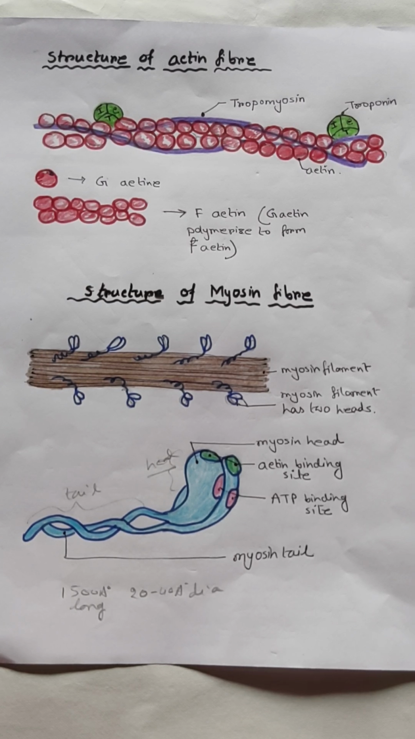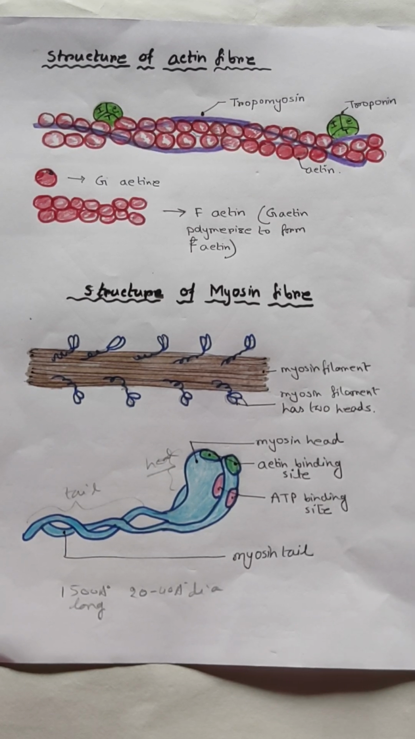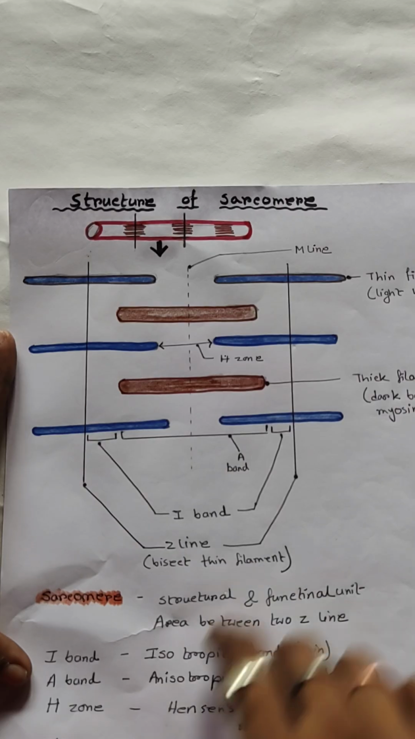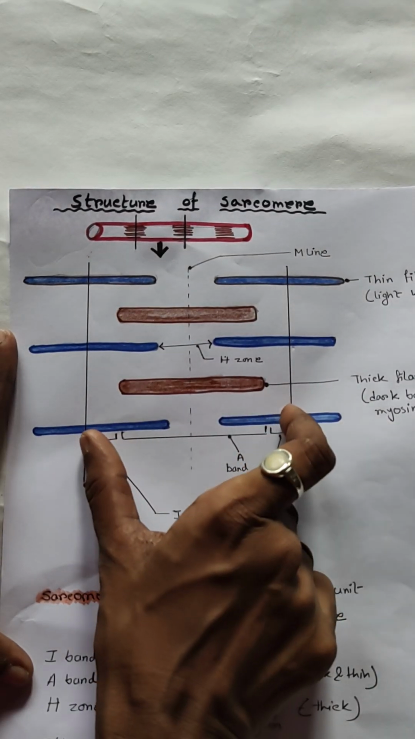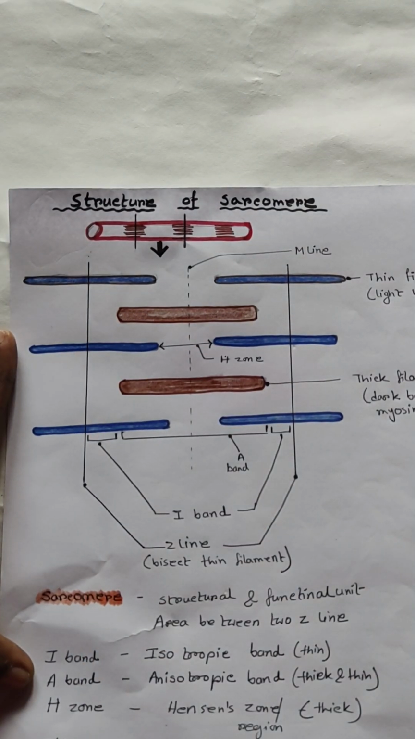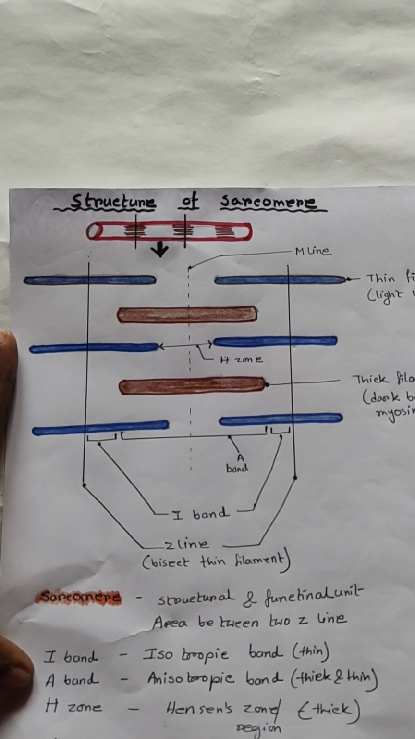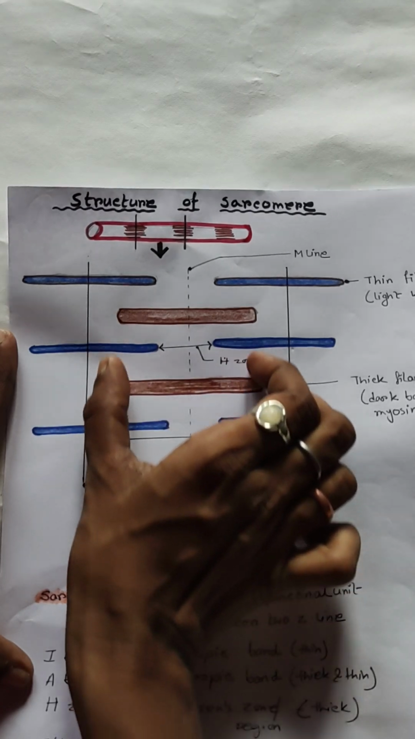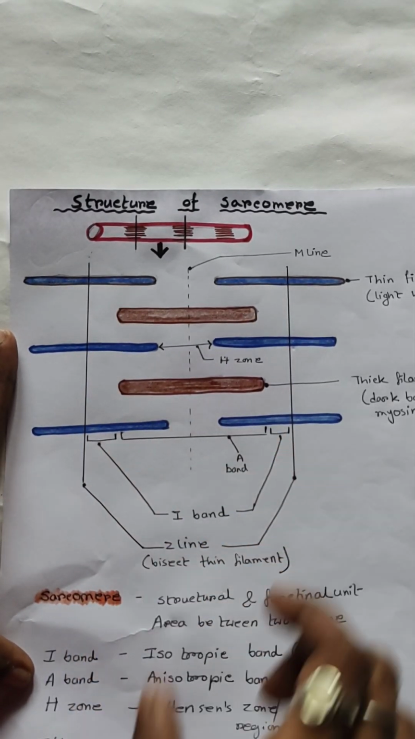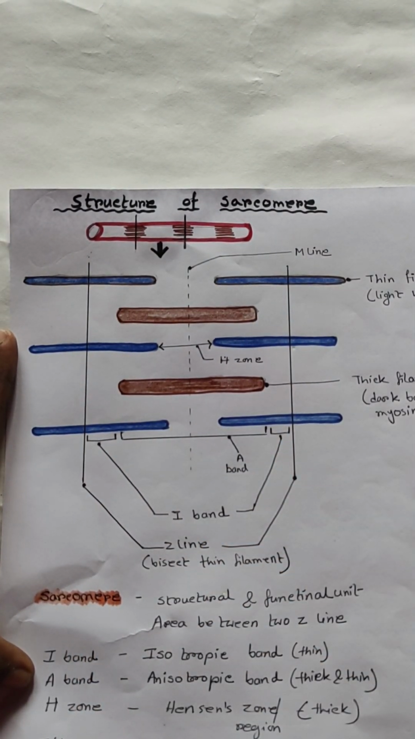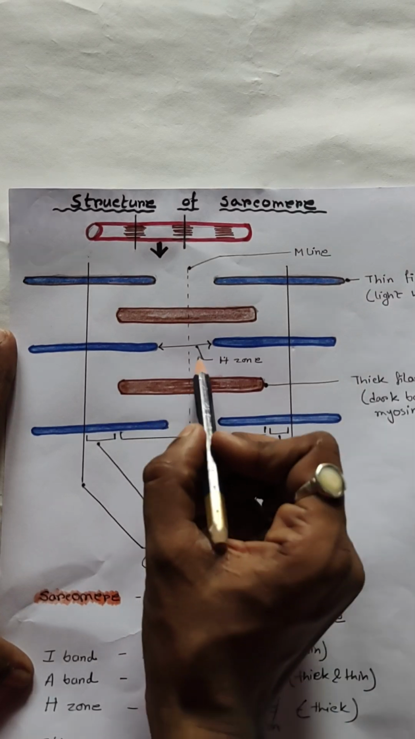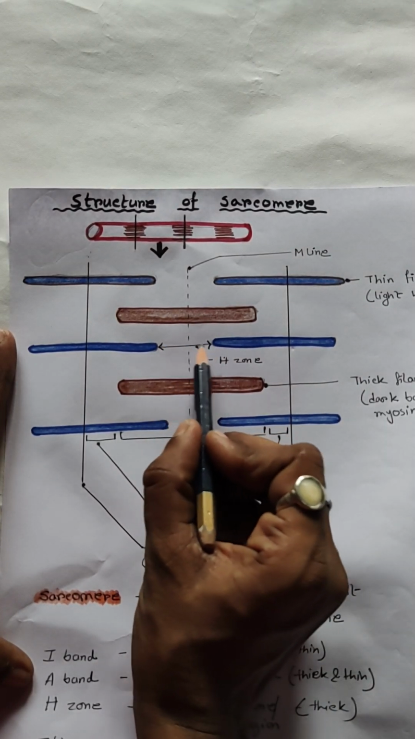Okay, so it actually depends on some changes. They proposed this theory based on some statements. The statements are: the length of the A band remains unchanged during muscular contraction. This A band, this length remains unchanged. The distance between the adjacent H spaces remains constant.